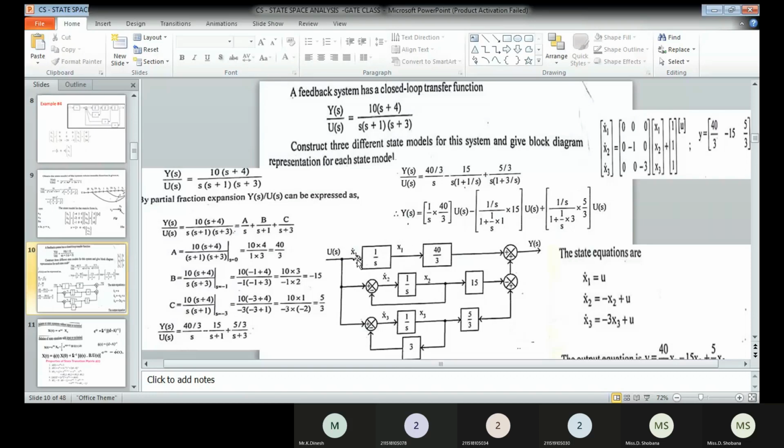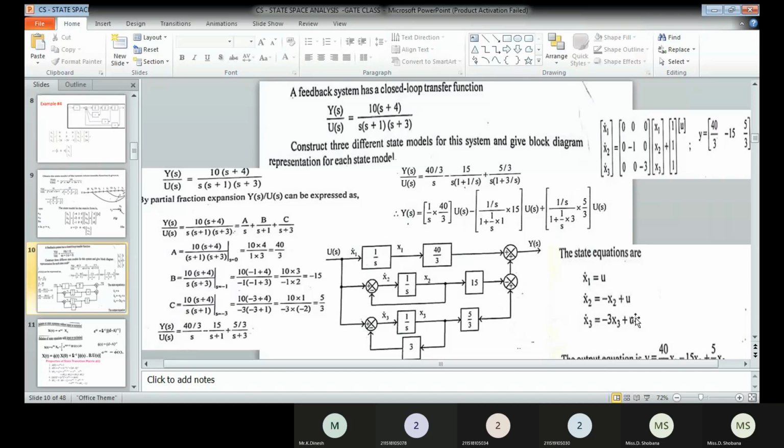Now you can observe x1 dot is equal to u of s only. Therefore, x1 dot is equal to u. Before x2 dot we have an adder. This adder adds two signals: the input signal, and the other one is the feedback from x2. Therefore minus x2. So x2 dot is equal to minus x2 plus u. Similarly with x3 dot, we have an adder. One signal is coming from the input, the other signal is coming from x3, minus 3 into x3. So that is added together. x3 dot is equal to minus 3 into x3 plus u.